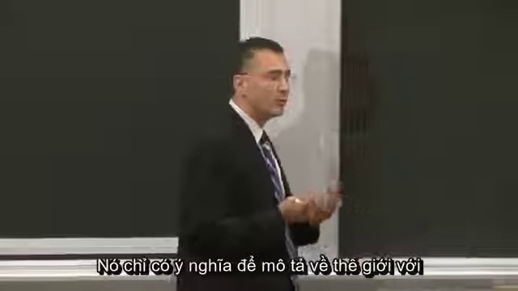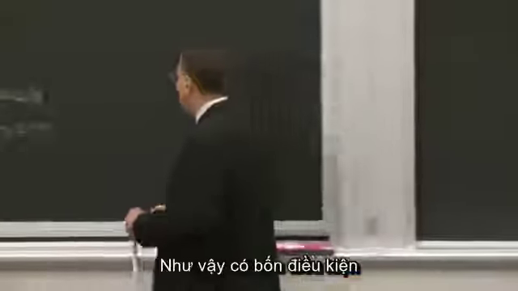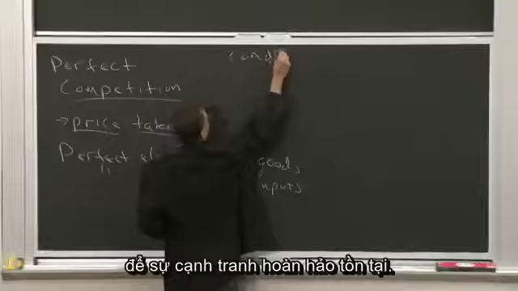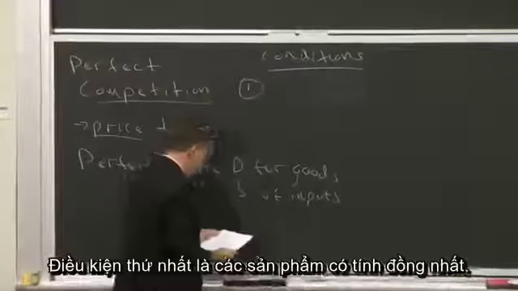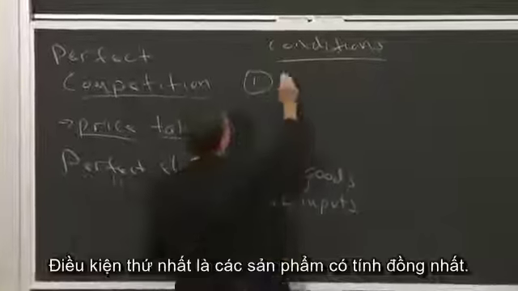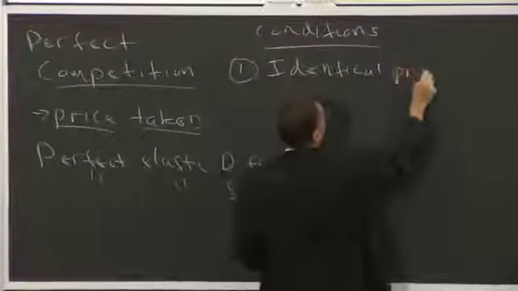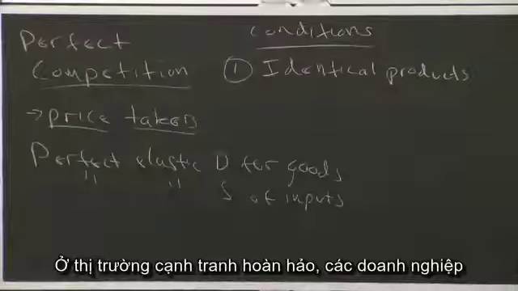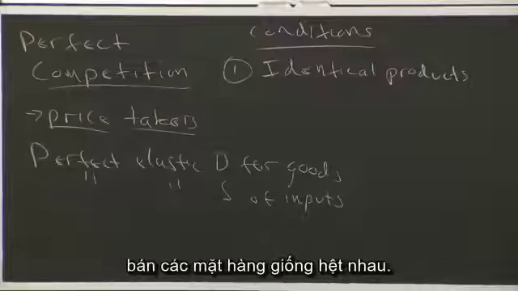Okay? So when does this make sense as a description of the world? Well, it makes sense under 4 conditions. There are 4 conditions under which perfect competition will exist. The first condition is identical products. A firm will be in a perfectly competitive market when the firms in that market sell identical products.